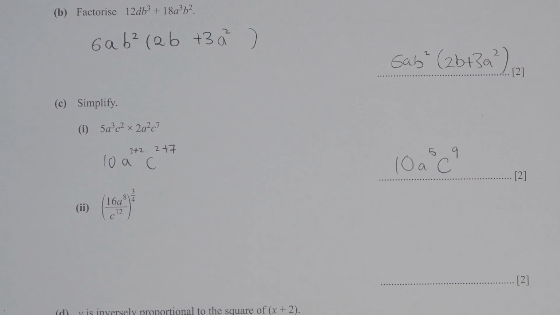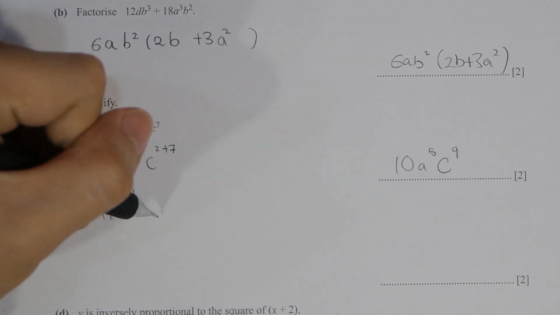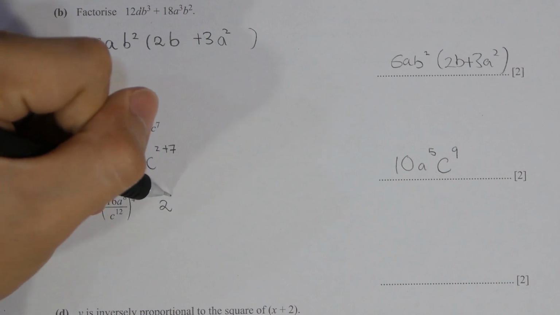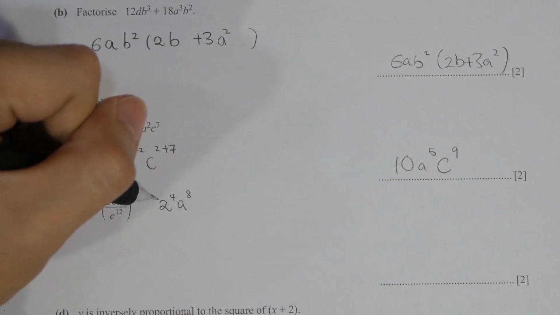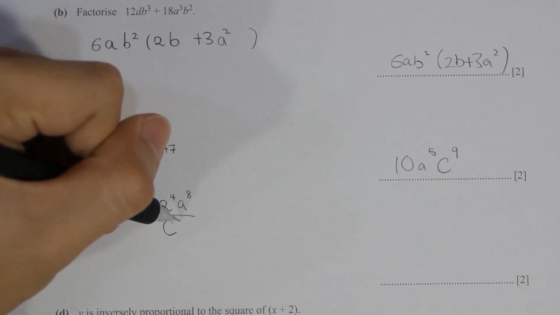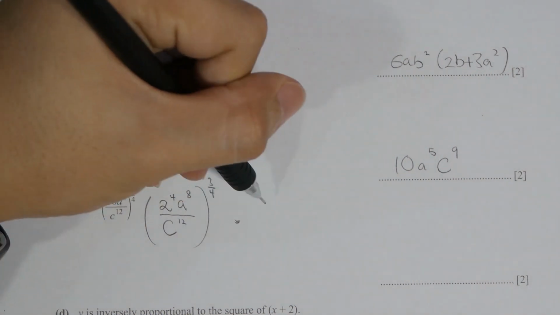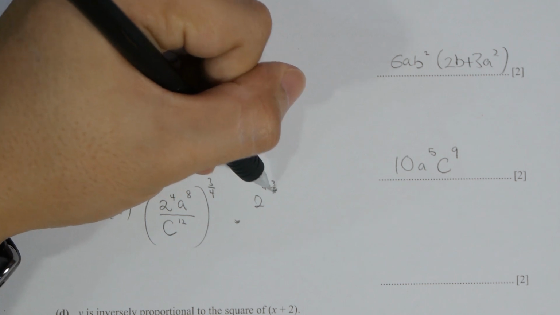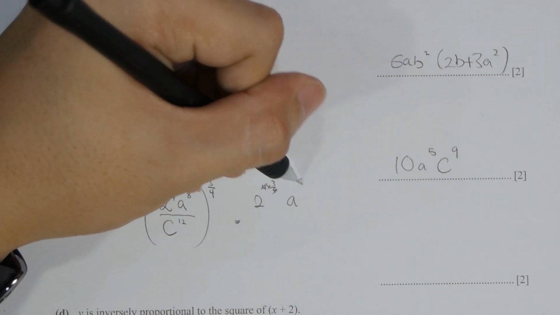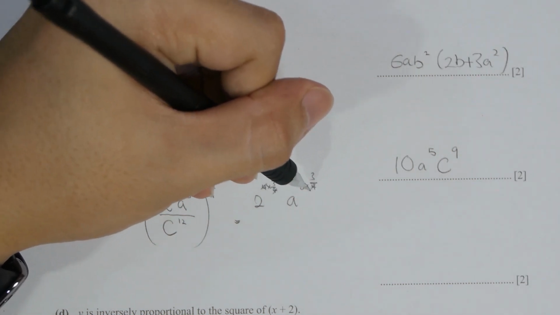So for part 2, I converted the 16 into 2 to the power 4, then multiply the 3 over 4 into every single one's power. Then I will get 2 to the power of 3, a to the power of 6 over c to the power of 9. So for your final results, you can actually convert the 2 to the power of 3 back into 8.